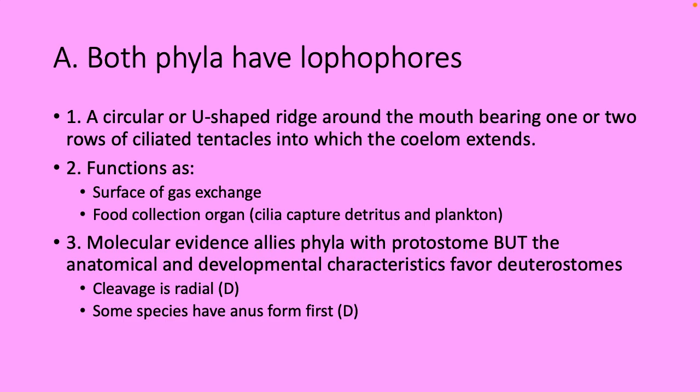When we first discovered bryozoans and brachiopods, we initially put them with protostomes, but after further investigation through anatomical and developmental characteristics, these guys actually are deuterostomes. Their cleavage is radial, so the cells are literally on top of each other. And some species have the anus form first, and that's a deuterostome. Mouth forms second.